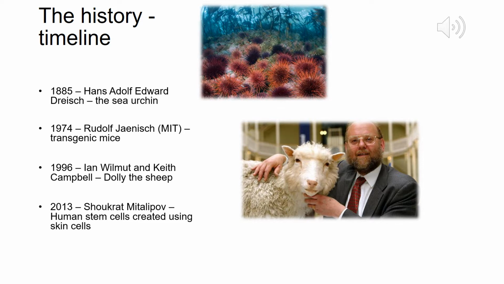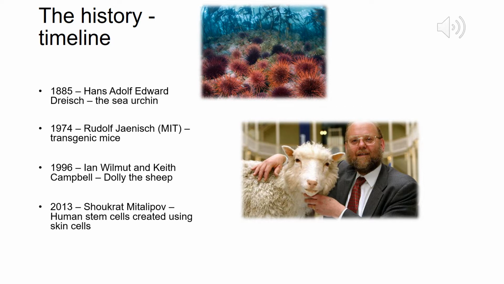It took many years of extensive research until the first transgenic animals were created. Rudolf Janisch, working at MIT, inserted leukemia DNA sequences into mouse genomes in 1974 by means of a retroviral vector. The creation of Dolly the sheep is inarguably the most famous cloning experiment to date. It took the team of researchers led by Ian Wilmot 277 attempts to finally create her.